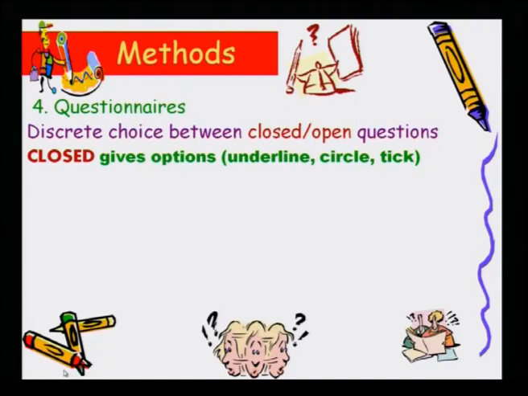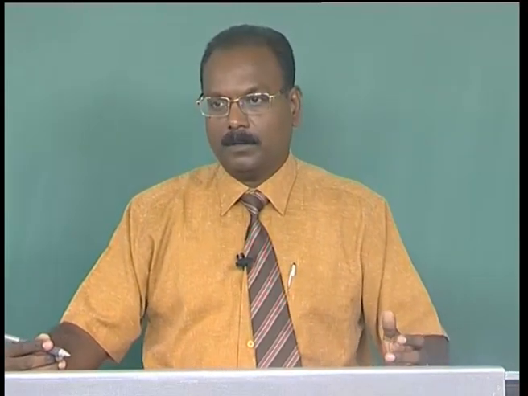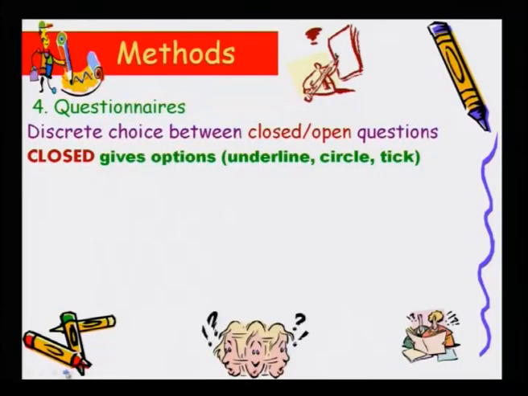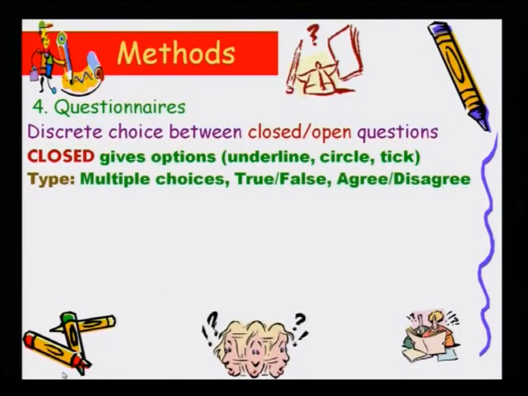Again, in terms of questionnaires, you should be able to make a discrete choice between closed and open questions. Now, as I said, I was trying to tell you what closed and open questions are. Closed questions give options. They give options in terms of asking you to underline, circle, tick and all that. And open questions are the other side. I will continue this in due course. I will just stop here for the time being.